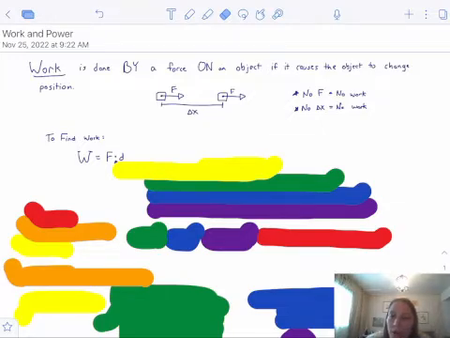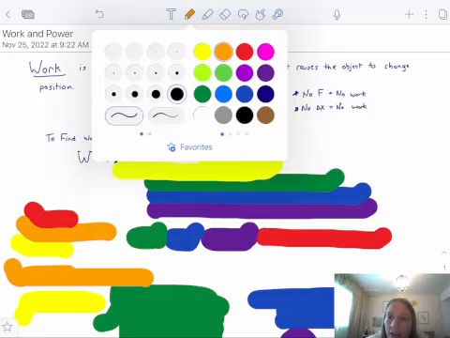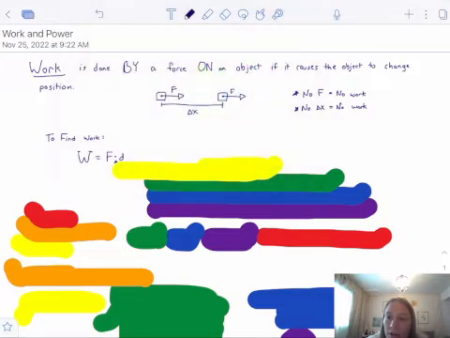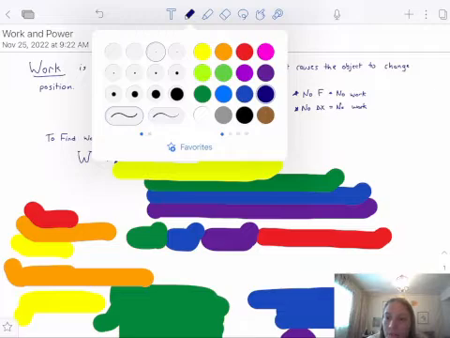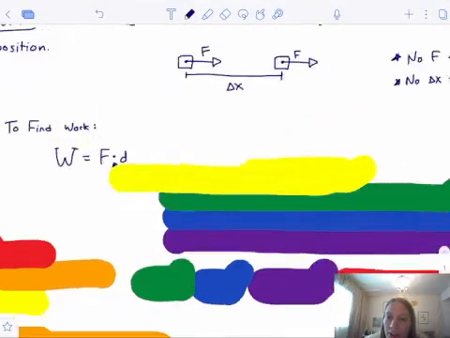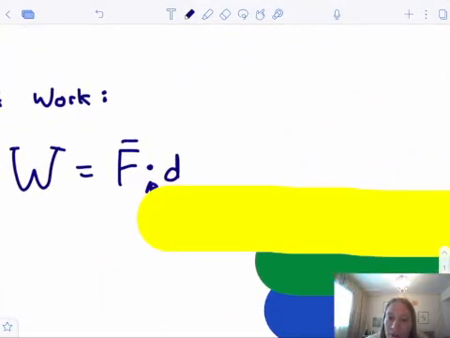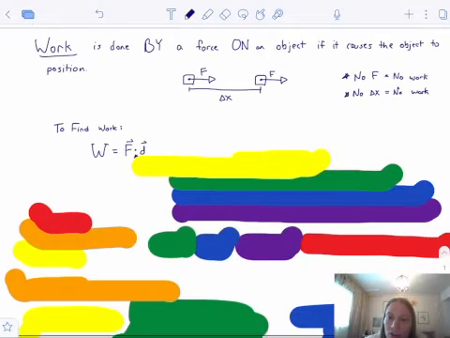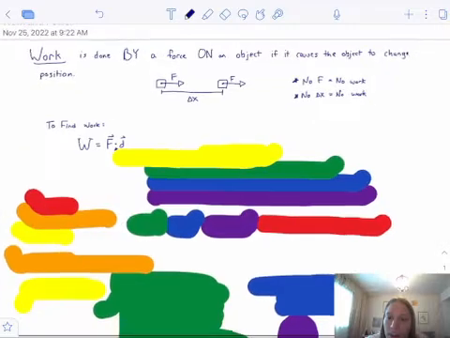This would make more sense if I included the little indicators that tell us that force is a vector, and so is that position. That change in position is also a vector, okay?